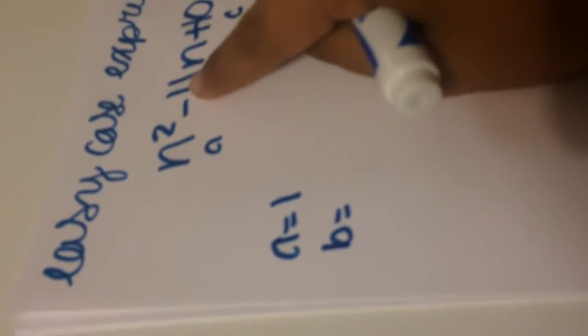Easy case expressions: n squared minus 11n plus 10. The first thing we're going to do, well, what I would do would be label my a, b, and c. So a is going to equal 1, because n squared is 1 squared basically, or 1n squared basically. Then b equals negative 11, and c equals positive 10.